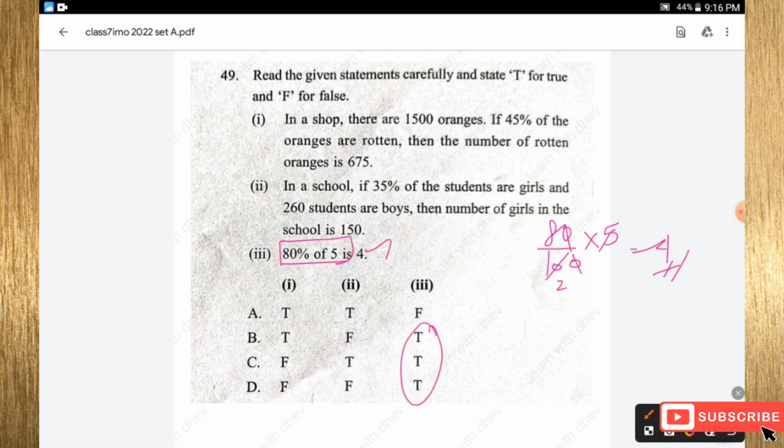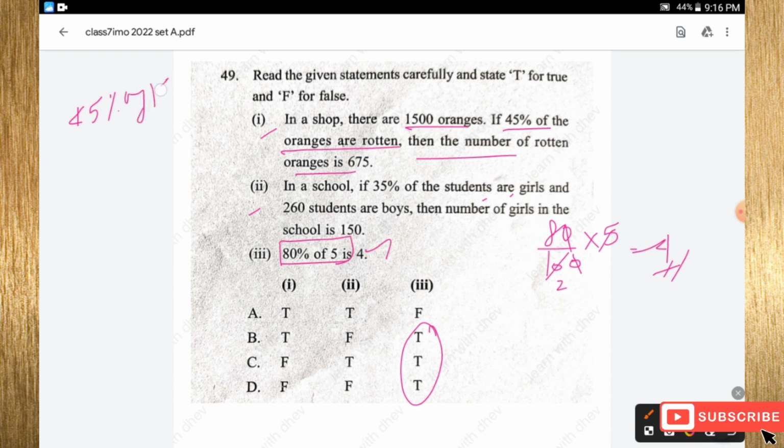So then what do we have to do? We must try some other question. At least you can try 1 or 2. Which is easy for you, choose that. I think comparing 2, I can find 1 easily, because 2 will take a little more time. This is very simple. There are 1500 oranges. 45% of the oranges are rotten. Then is the number of rotten oranges 675 or not? That we have to find.